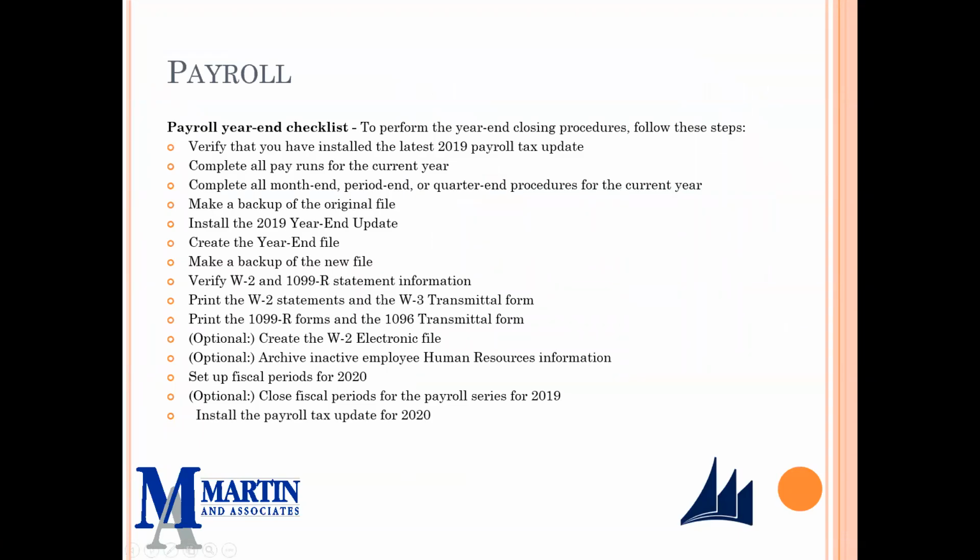Alrighty. So ideally, you will complete all your pay runs for the 2019 year, whether that's, let's say, December 23rd, and you're covering all your payroll through the end of the year. That's fine and dandy. Your payroll might be dated 12/31 or 12/23 or something, but you're not going to do another one until the next year. So complete all your pay runs for 2019. Do any other month-end, period-end, quarter-end procedures for 2019 that you might run. So it could be reporting, printing reports, things like that.